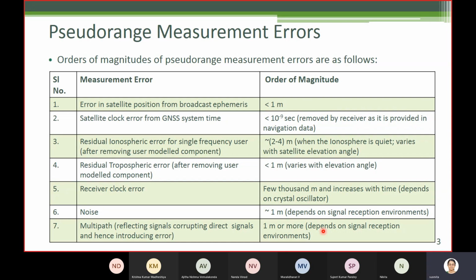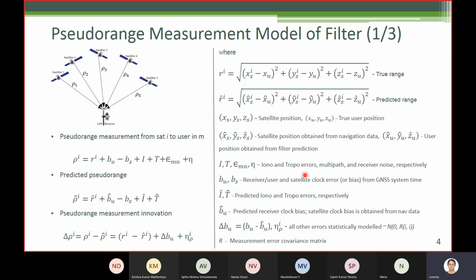So these are different sources of measurement errors, and here we see their order of magnitude. With this in mind, let's get into the filter. We will not derive the equations that we already derived. We'll just see quickly how to implement the filters that we derived in the class earlier, and apply them here.